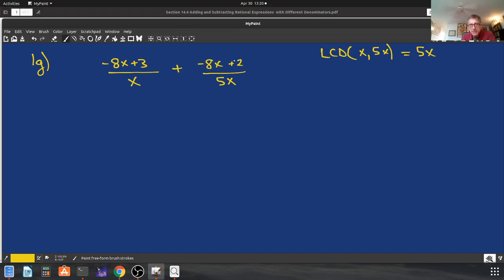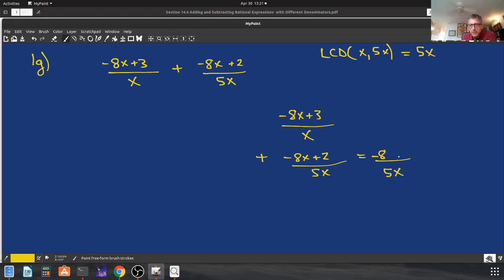And you might be tempted to factor out the GCF here, because you can: minus 8x plus 2, you can factor out a 2. But in this case, we're going to be adding them in the end, and you don't have to. So let's do minus 8x plus 3 over x, and we're adding minus 8x plus 2 over 5x. Well, my LCD is 5x.